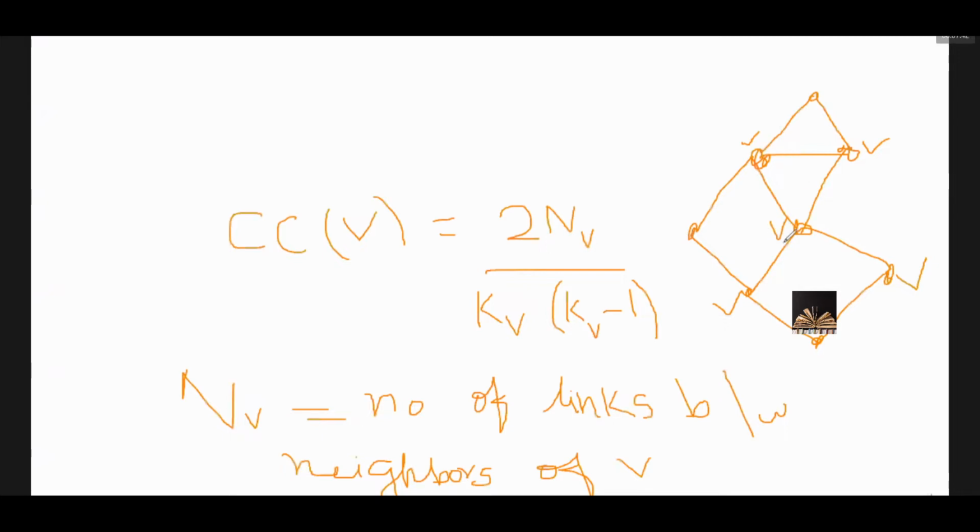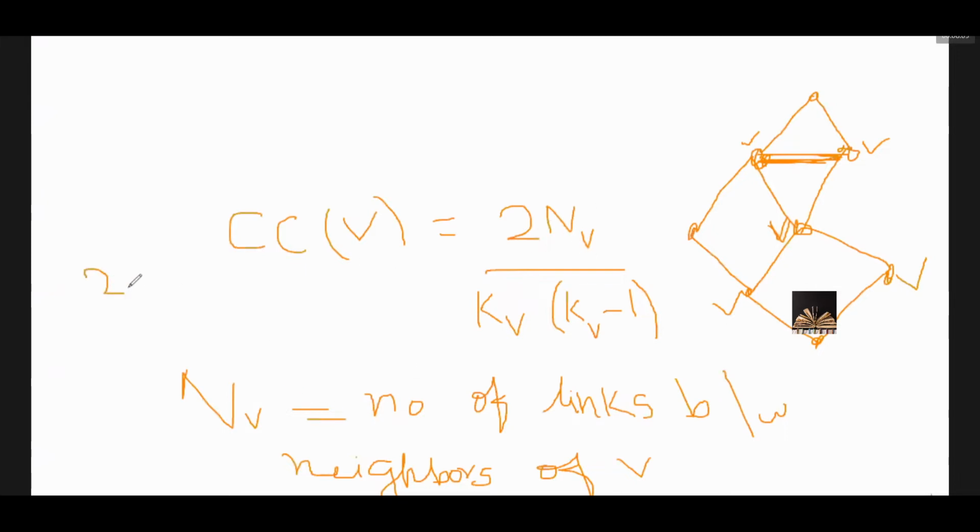See how many links there are between neighbors of V. This is V, for which we are finding the clustering coefficient, and these are all the neighbors which I have ticked. Now you have to find the links between neighbors of V. There is only this link present between neighbors of V. These two are also neighbors, but there is no direct link between them. So we have only one link. So NV is 1.